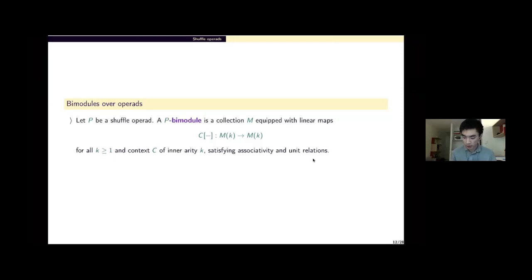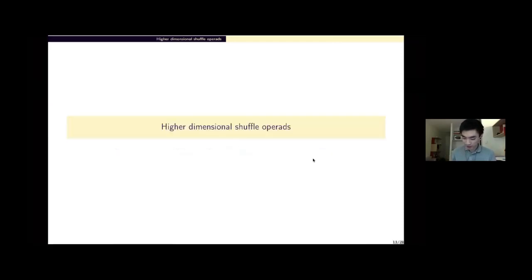So this satisfies the usual associativity and unit relations. So a trivial context acts trivially, and then if we act with one context and then another, it's the same as gluing the two contexts together and then acting on M. So that concludes the algebra part. Next is the category part.